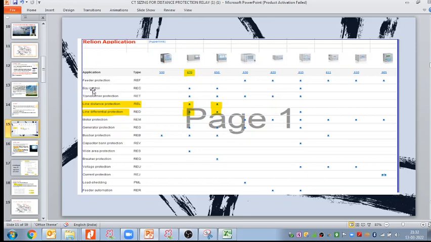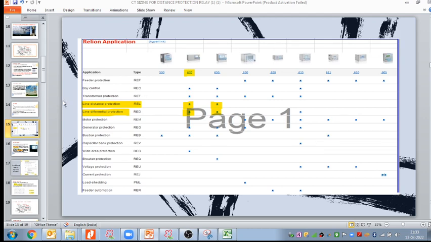When it comes to bay control, then the type of relay changes from REF to REC. This is only a name given. Do not apply any logic here. That is only the catalog I have taken and pasted here. So this is for your knowledge, and you can memorize these models. Okay.